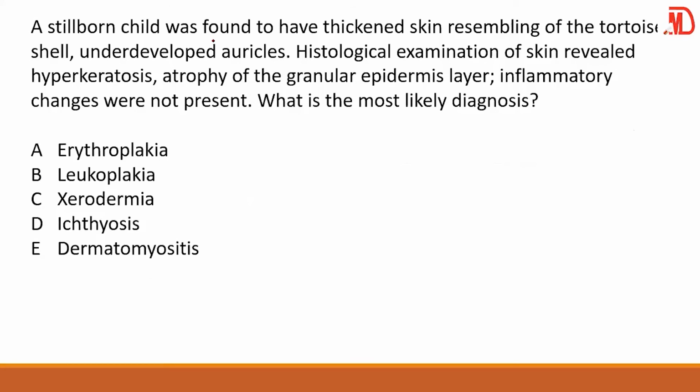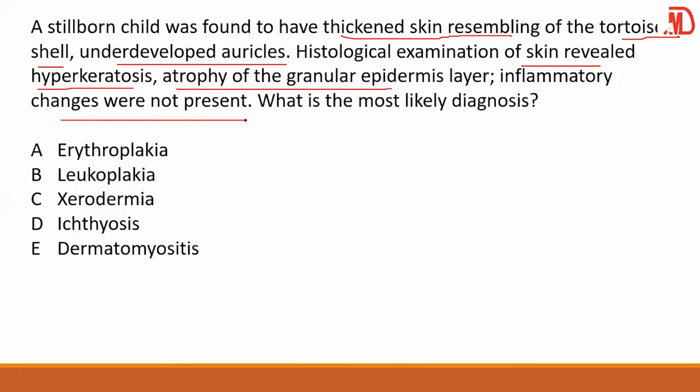We have a stillborn child was found to have a thickened skin resembling the tortoise shell and the developed auricles. Histological examination of the skin revealed hyperkeratosis. There is hyperkeratosis, atrophy of the granular epidermis layer, and there's what? Inflammatory changes were not present.